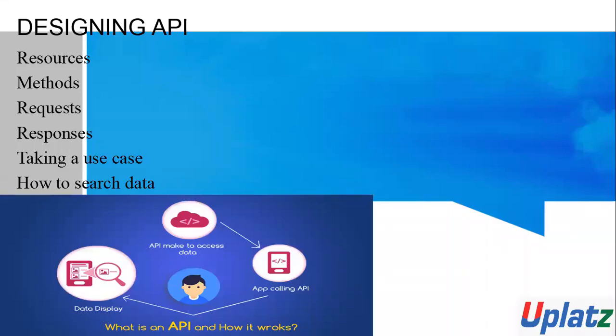Now let's see how to design an API. To design an API, we need to follow some order. We need to first create the resources, then methods like get, post, put, patch.